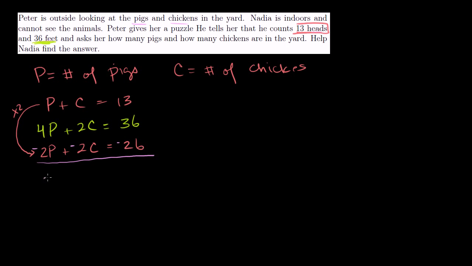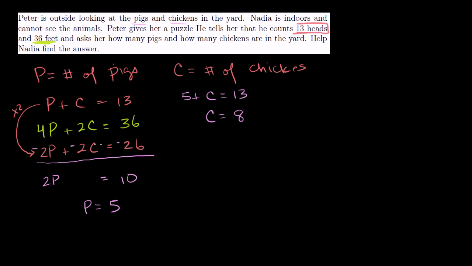4p minus 2p is 2p. 2c minus 2c is 0. That's why I did this, so that these would cancel out. And then 36 minus 26 is equal to 10. So 2p is equal to 10. Divide both sides by 2. We have 5 pigs. And then 5 plus the number of chickens is equal to 13. So we must have, subtract 5 from both sides, 8 chickens.